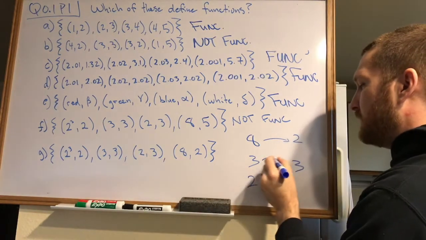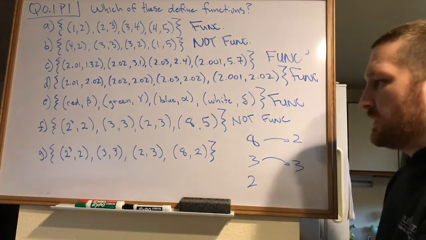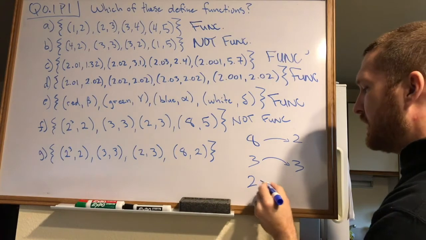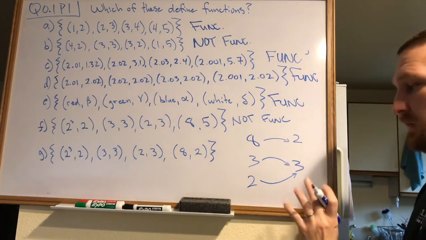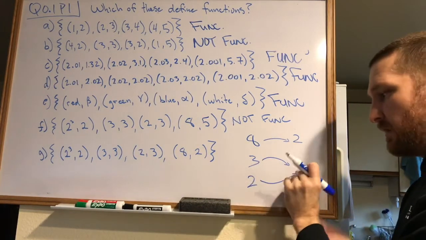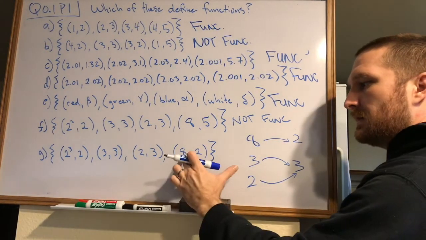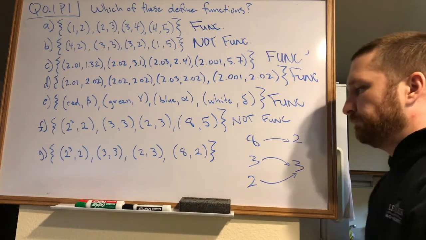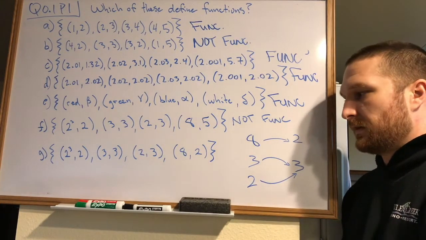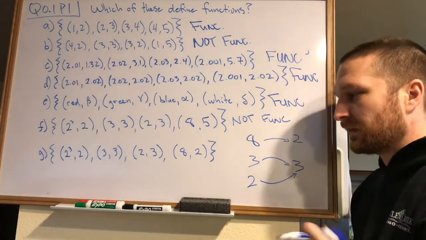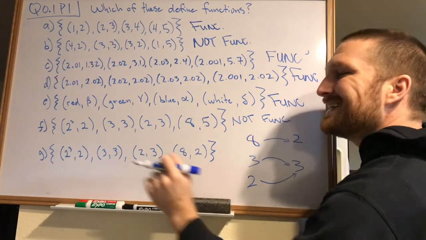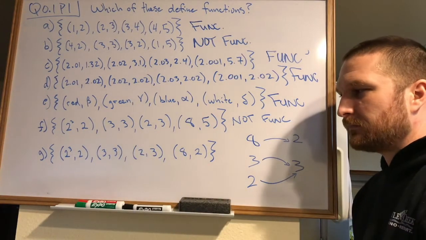3 gets mapped to 3. When you input a 3, out comes a 3. Plug in a 2, out comes a 3. That's fine, right? They come from different places, so it's all right. Now, it says that 8 goes to 2. There's nothing wrong with that. That's perfectly fine. It's just a redundancy in it.